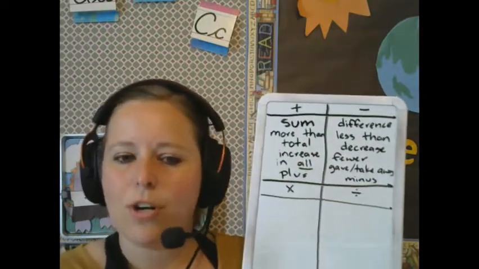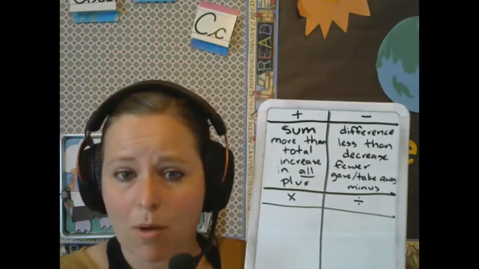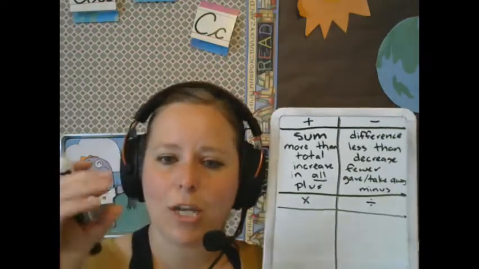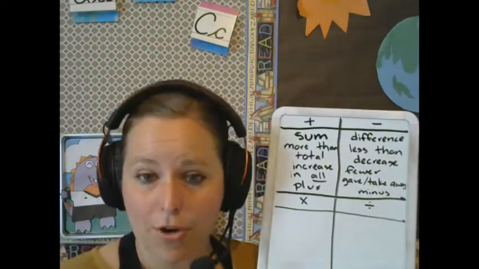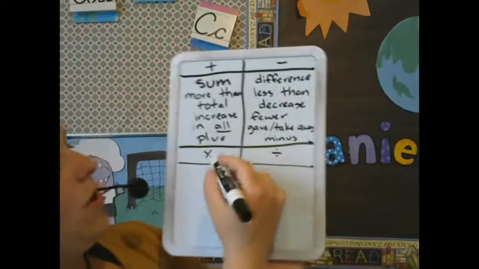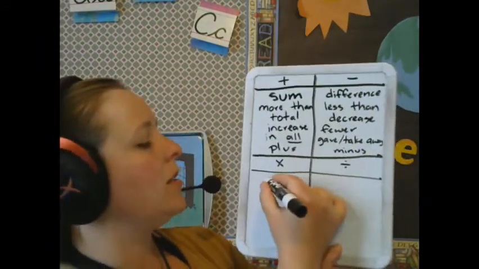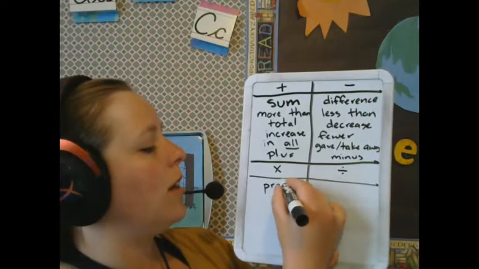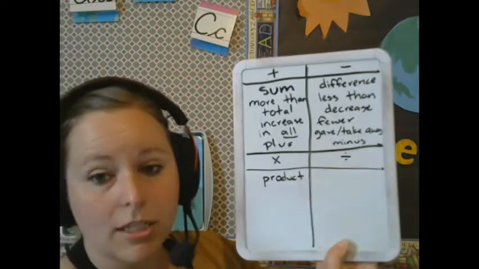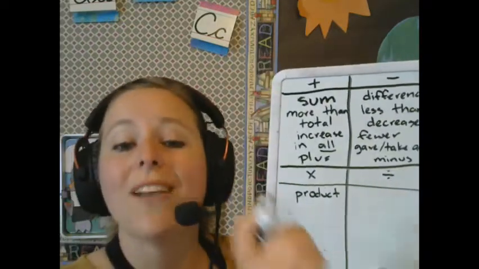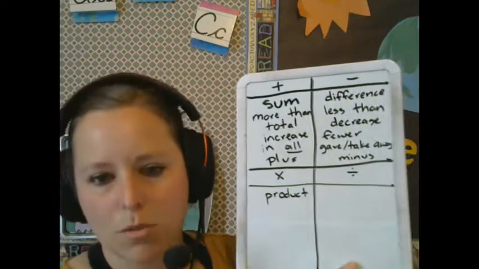And here are the words that let you know that's a multiplication problem. Remember, multiplication is when you're looking at groups of something together. All right, so the word that means the answer to a multiplication problem is product. If it asks you for the product of something, product always, always, always means multiplication.